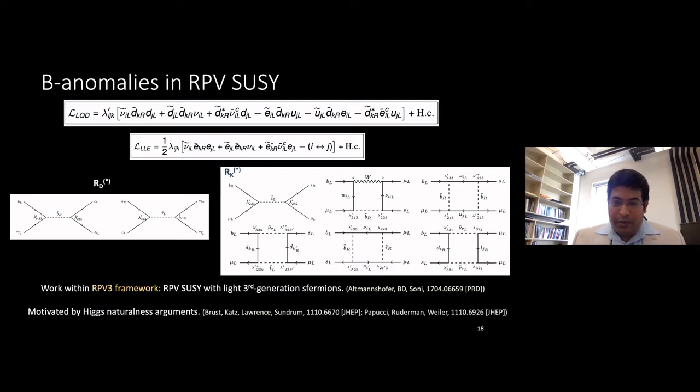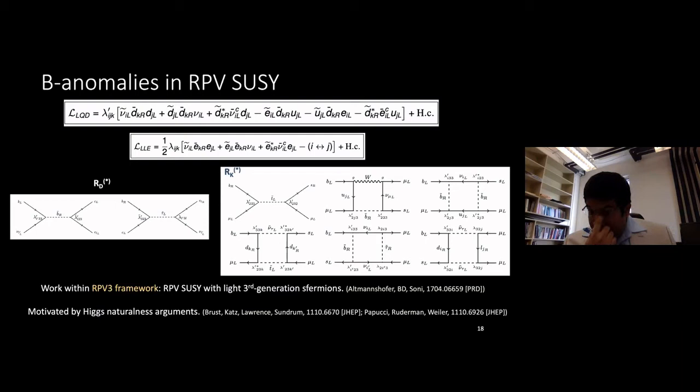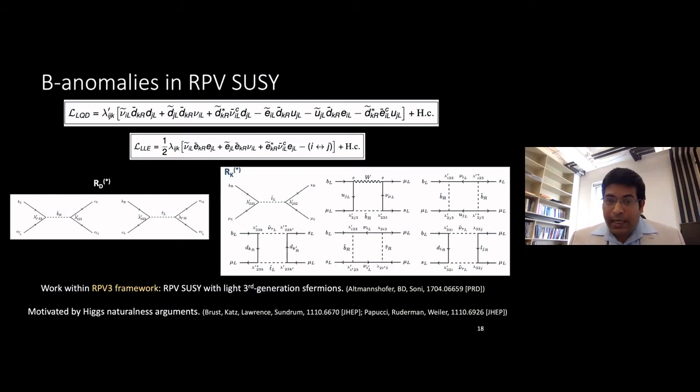Okay. So I'll give you an example with a particular framework which is called the RPV3 framework. It's RPV SUSY with light third generation fermions, and this is motivated by the Higgs naturalness argument that you need to cancel the Higgs-top loop with the Higgs-stop loop. So you can imagine that just the third generation fermions are lighter, and the first two generations can be decoupled. And in that case, you have fewer parameters to play with, and then you can try what that gives for the B anomalies.